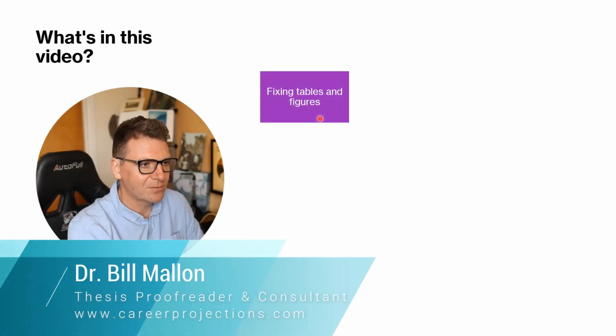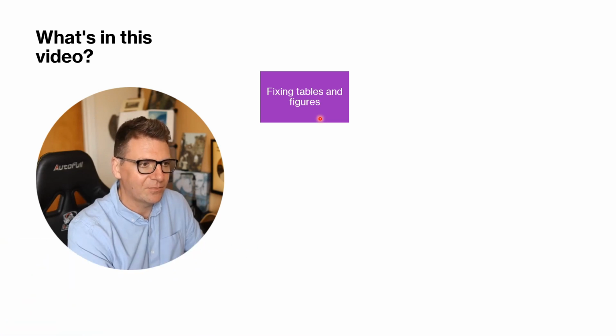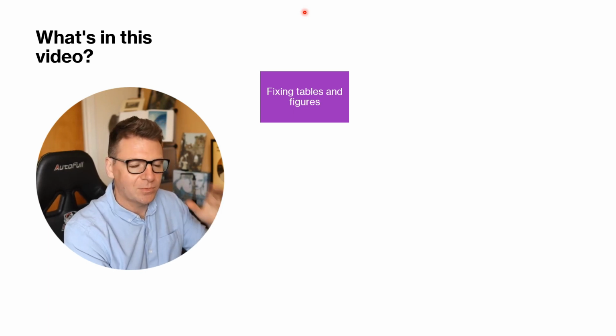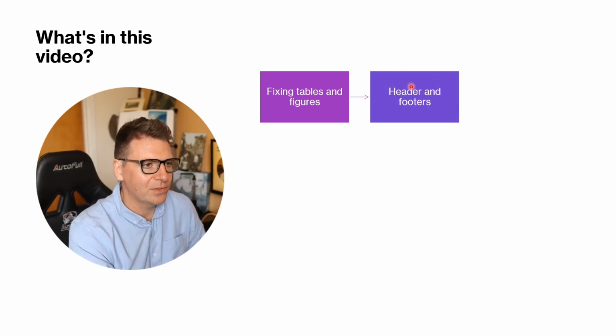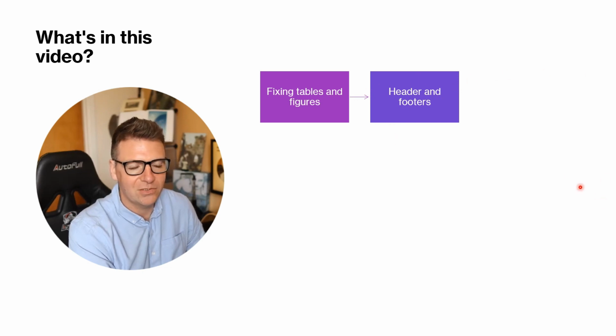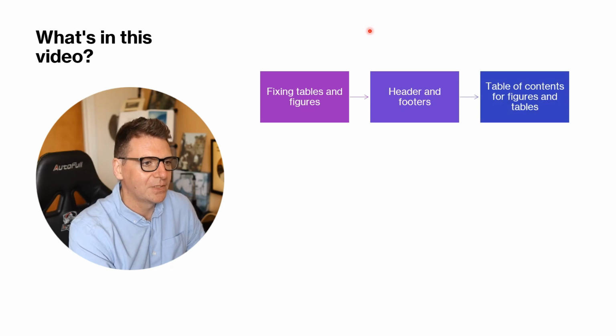So what's in this video? Fixing tables and figures, very important. If your figure is too big, if it's stretching over onto two pages, what's the best way to do a figure? Should you insert it as a picture? Yes, I think that's the best way. And how to fix tables that stretch over multiple pages, how to just get the best out of them. Headers and footers, obviously very important. If a table is stretching over multiple pages and you want to keep the headings moving along with the next page, I'm going to show you how to do that.